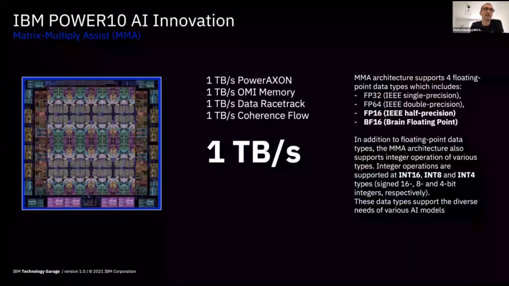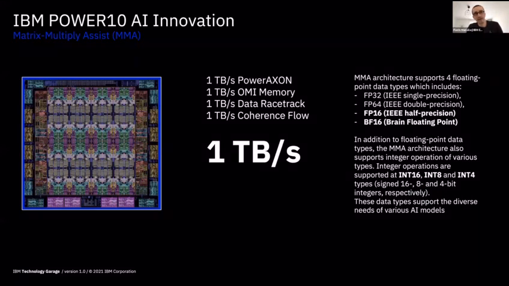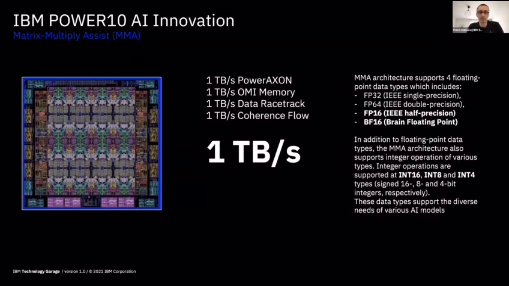From the IBM perspective, we are working to bring the Power10 processor, where we aim for 1 TB/s throughput per socket. That is by using a special memory called OMI memory. We have something called continuous flow, and we will support as well operations like brain floating point and int, for example, 8 or 4, in this processor in the future.